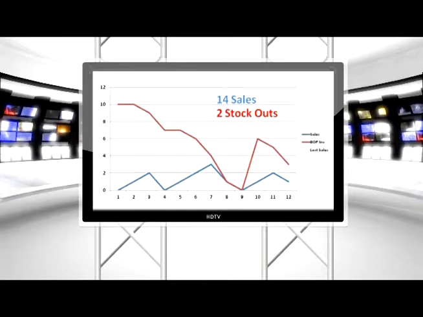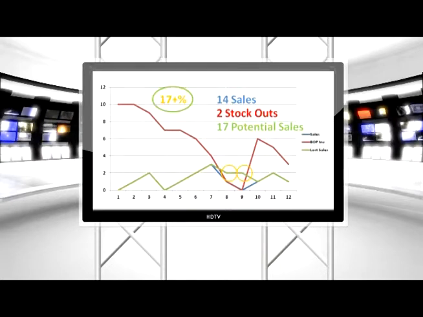Now, there are a number of different ways to determine and calculate what missed opportunity is. We'll touch on that in a minute before we're done. But in this case, we've determined that we could have sold 1 additional unit in week 8 and 2 in week 9. If that's the case, the true potential was not 14 as historical sales represented, but rather it was 17. It might not seem like much, but that's over a 17% increase.